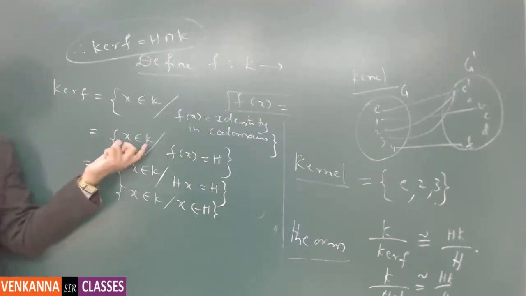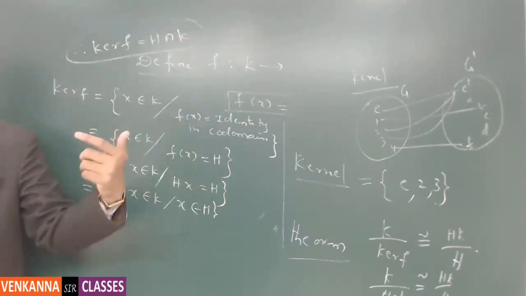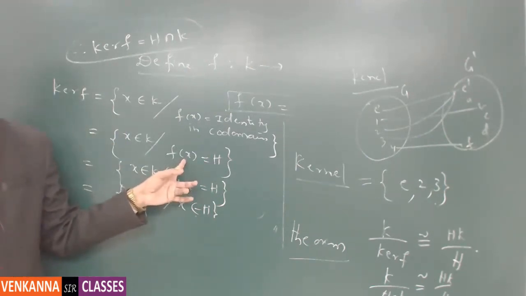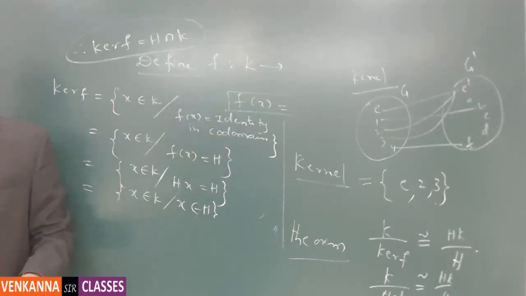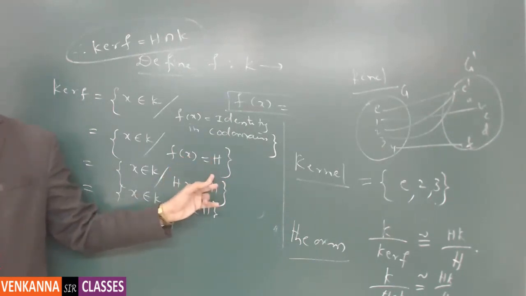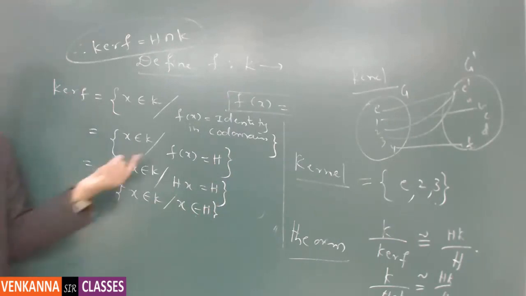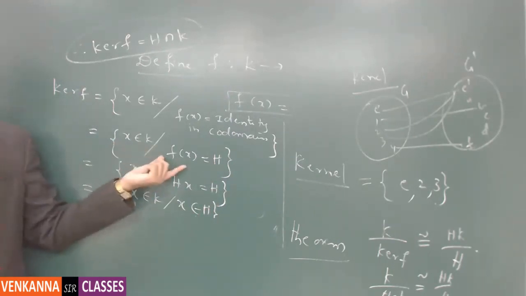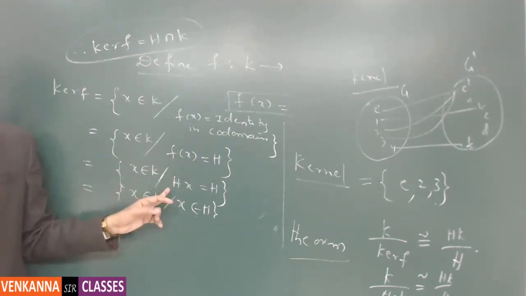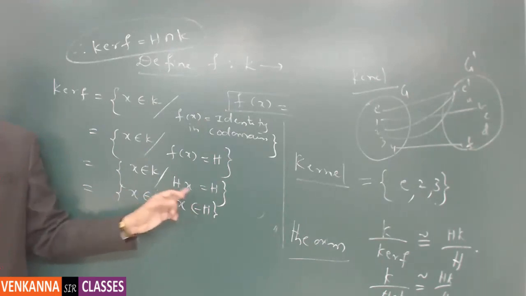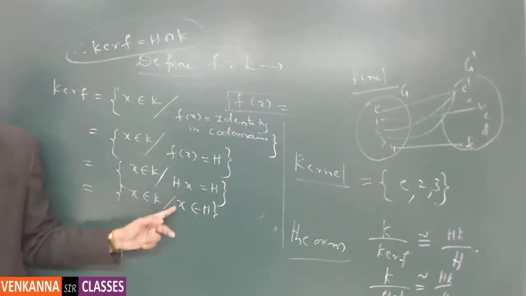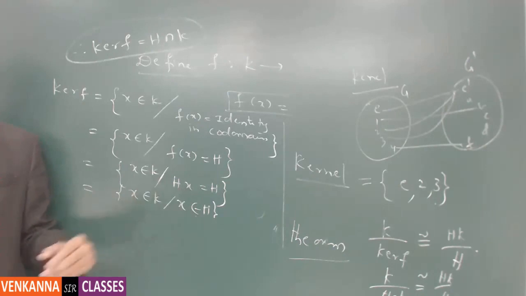So in the whole set K, I am selecting what elements x are present such that the image of x must be identity in the codomain. And here, what is the identity element in the codomain? It is the set H. So I am checking for the elements x belongs to K such that f of x is equal to H. As per the definition of f, f of x is nothing but Hx. So Hx is equal to H. And again, as per quotient properties, x belongs to H as and when Hx is equal to H.